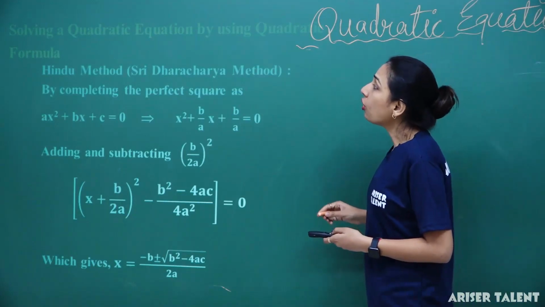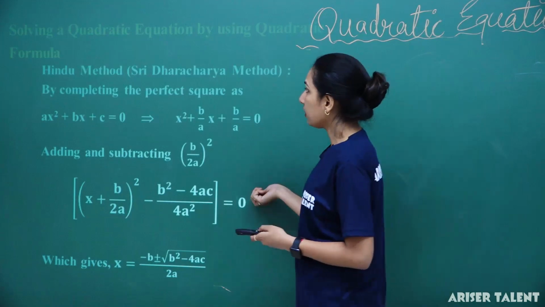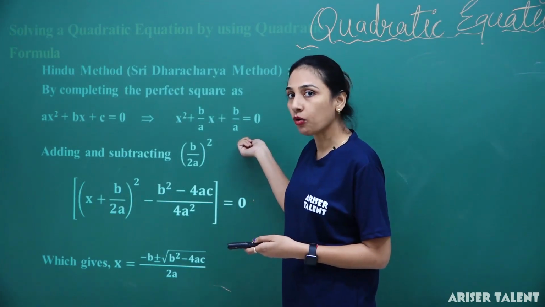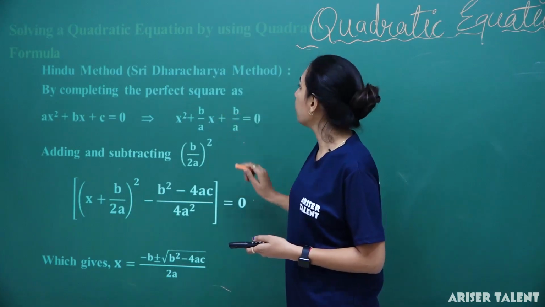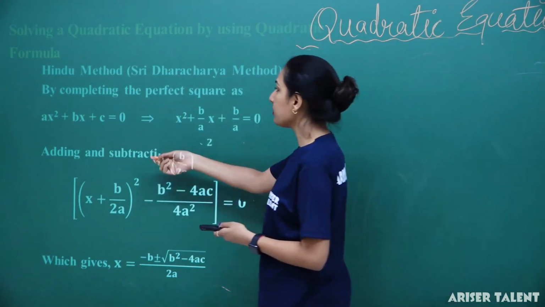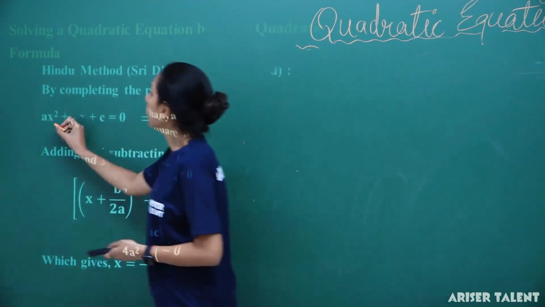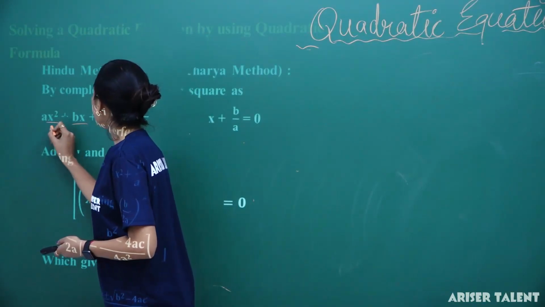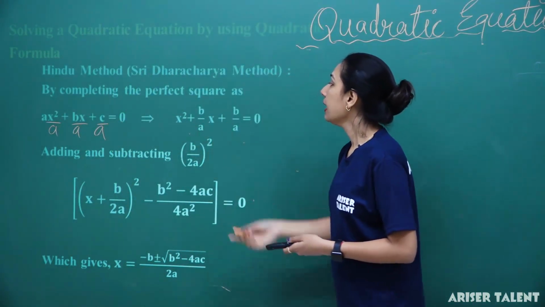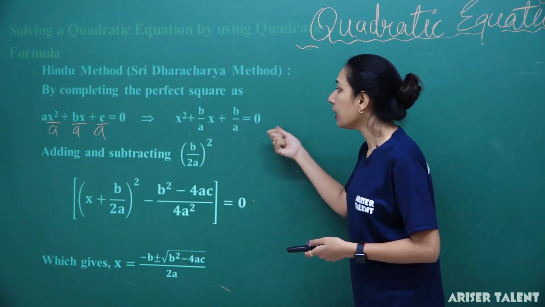Now, solving a quadratic equation by using the quadratic formula. Okay, in this particular method, what you call the Sridharacharya formula that we have studied, you complete the perfect square for ax square plus bx plus c. We will divide this complete equation by this a. So that will convert into x square plus b by a x plus c by a equals to 0.